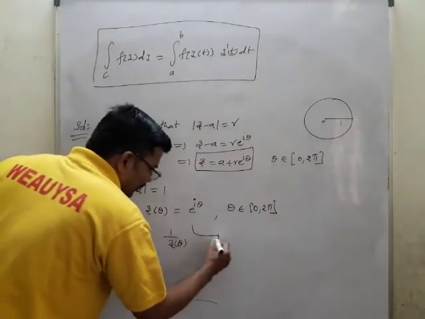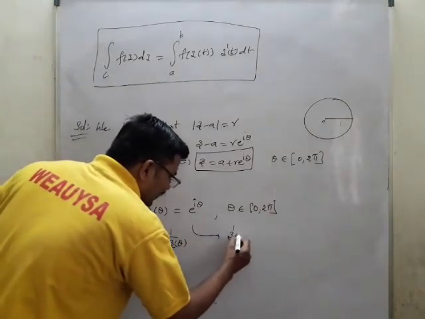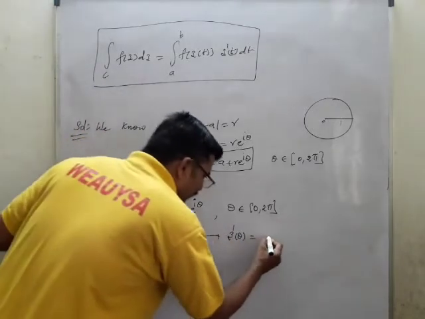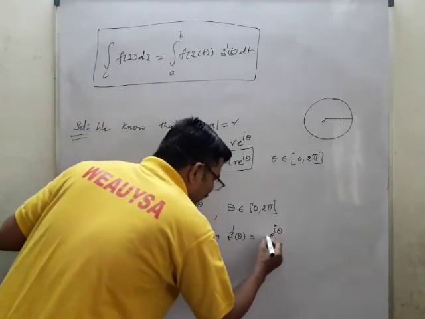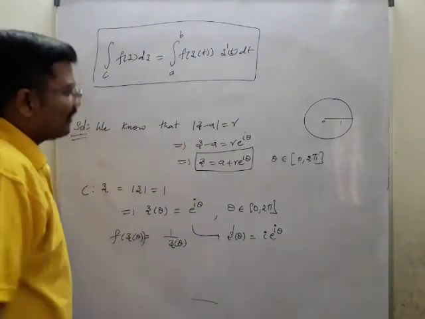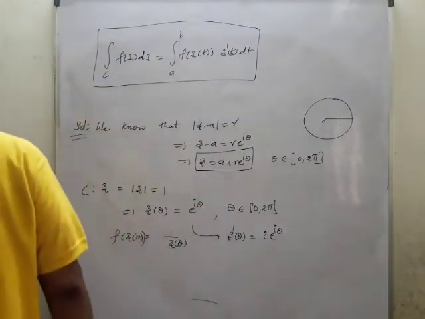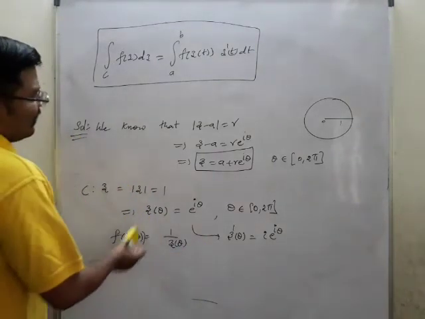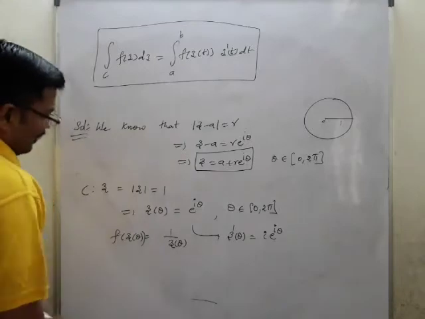So from here z dash of theta is equal to what I will get now, e power i theta into i. So I will just substitute this so that you will get the answer.